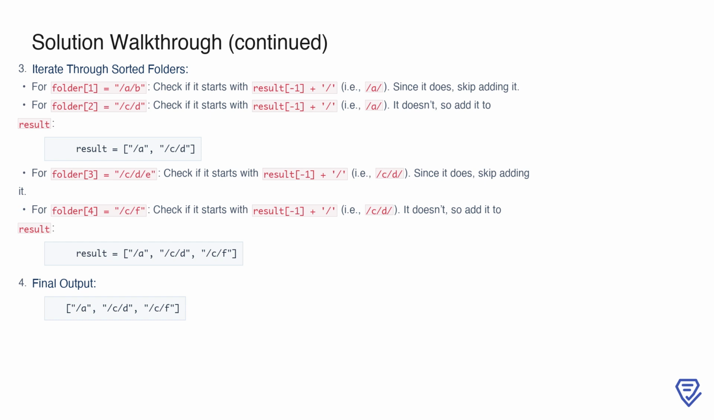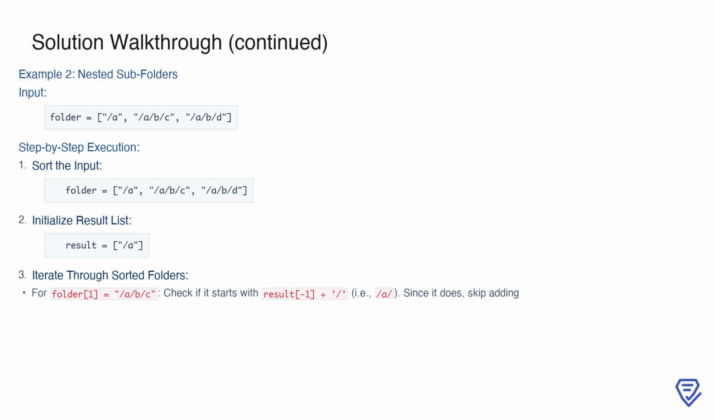Lastly, for /c/f, we check if it starts with /c/d/ and find that it doesn't, so we add /c/f to the result. The final result list is /a, /c/d, /c/f. Let's look at another example with nested subfolders. Here, the input is /a, /a/b/c, /a/b/d. First, we sort the input lexicographically, which doesn't change the order in this case.